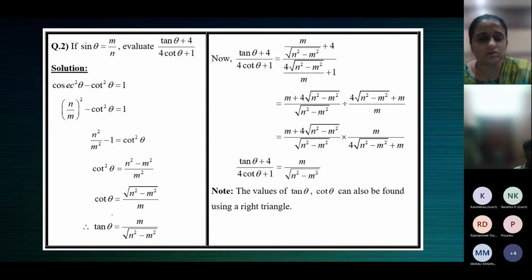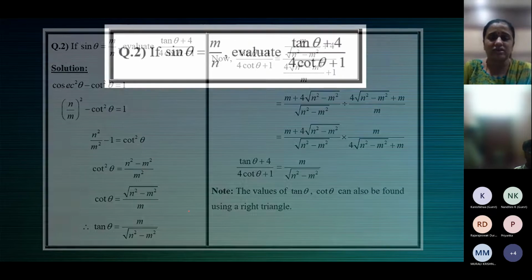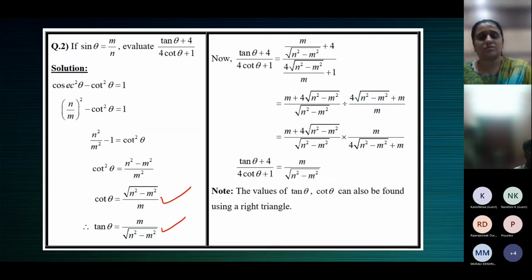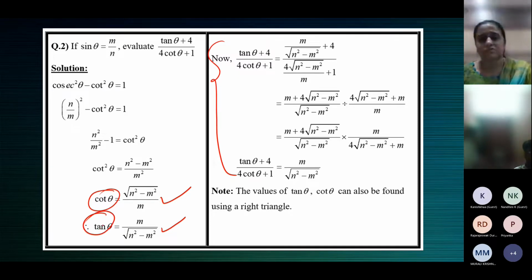So you can find out the value of cot theta and tan theta using the right triangle. But this working will be the same. Just that instead of using this identity, you can also use a right triangle and get these two values of cot theta and tan theta. But this working is common.